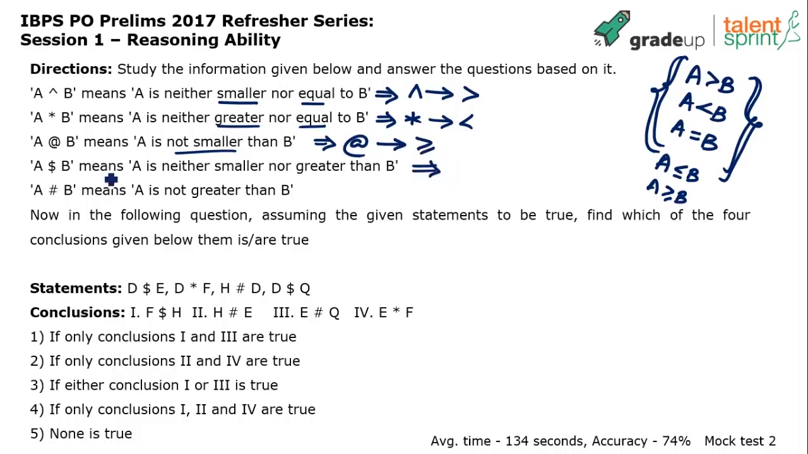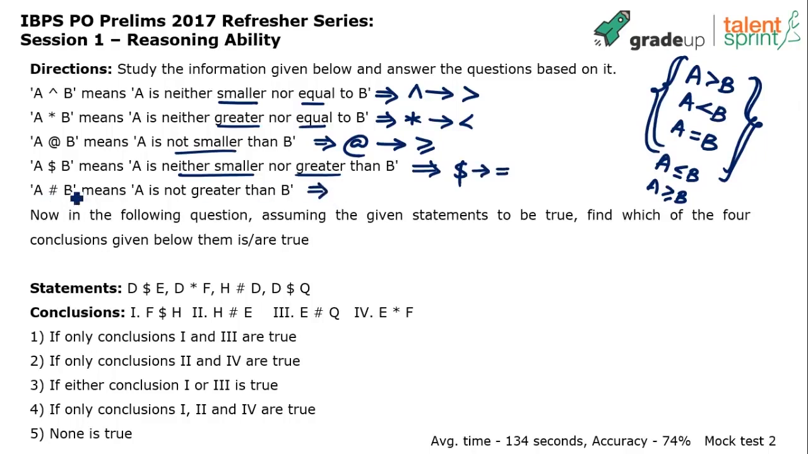Look at the fourth one. A $B means A is neither smaller nor greater. He says it is not small, it is not great. It is neither smaller nor greater. So the only possibility is equal to B. A is equal to B. So here dollar would mean equal to, right? Dollar means equal to. And the last one, hash.